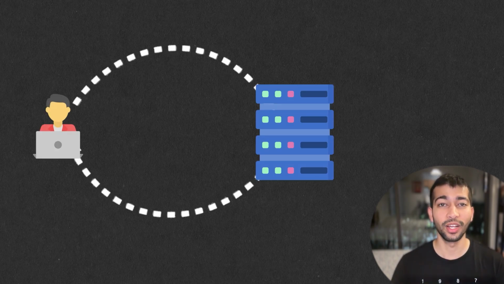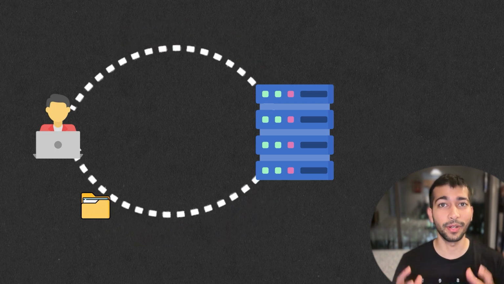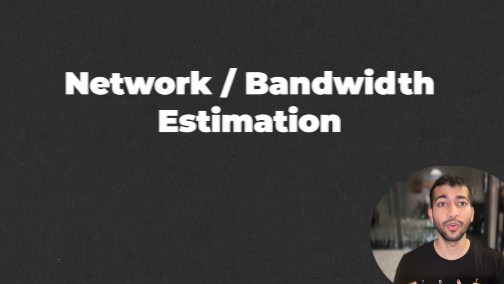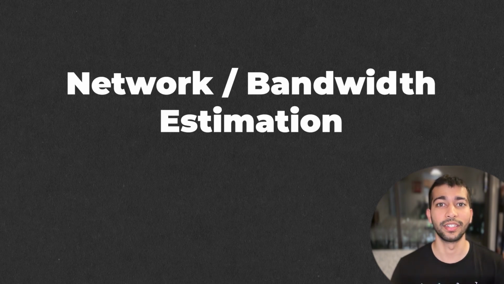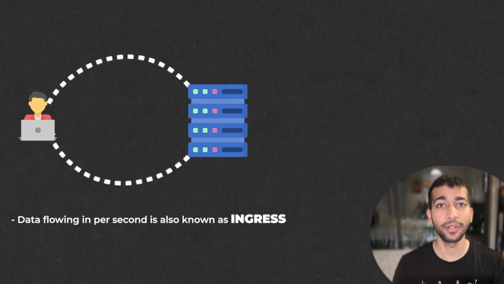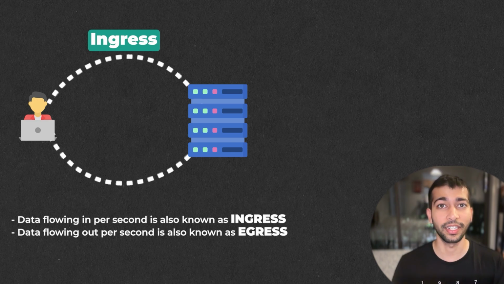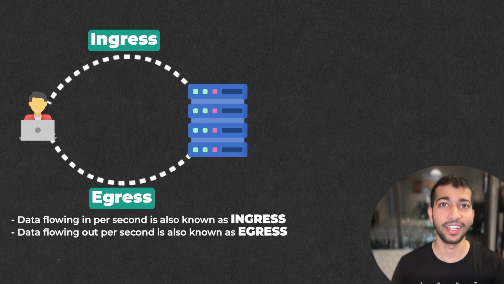Now, when we design a system, it's not just about storage and processing power. We also need to think about how much data flows into our system and out of our system per second. That's where network or bandwidth estimation comes in. It tells us how much data flows in and out of our system. Data flowing in per second is also known as ingress, and data flowing out per second is also known as egress. So are you ready? Let's dive into the data stream.